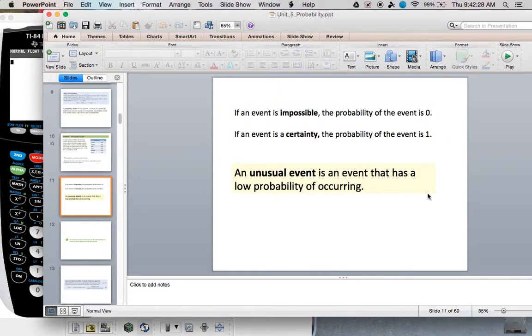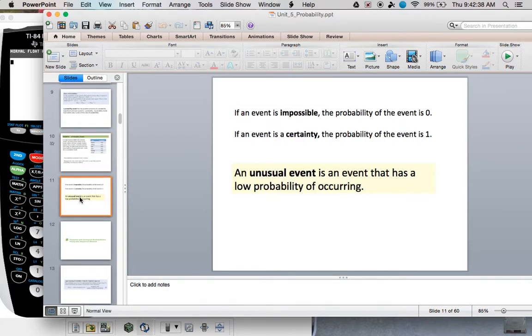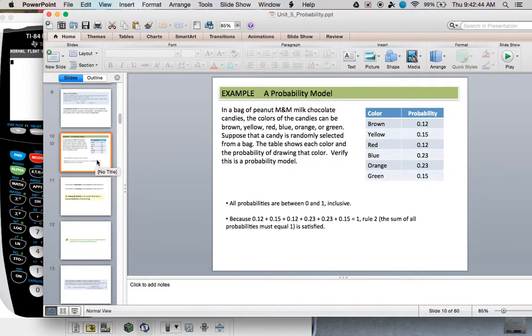If an event is impossible, the probability of the event is 0. So go back to the M&M. What's the probability that I get a pink M&M? Well, clearly that would be 0. If an event is a certainty, the probability is 1. Excuse me. So what's the probability that it's a peanut M&M? Well, that would be 1 because they're all peanut M&Ms.